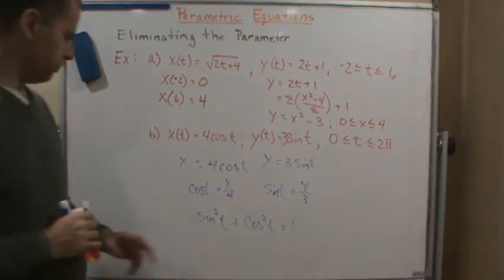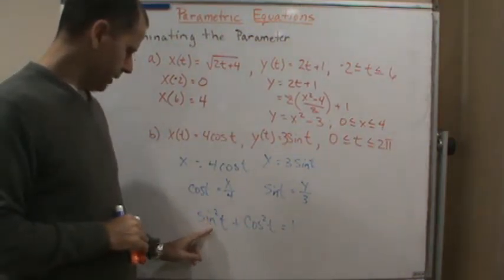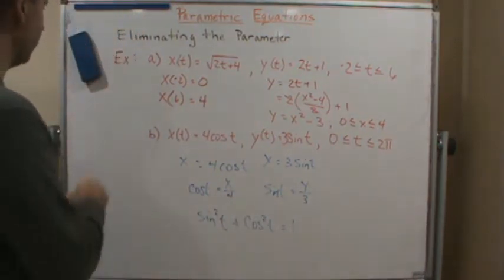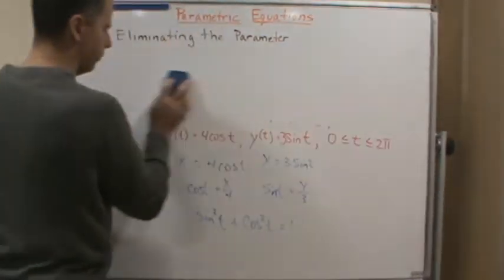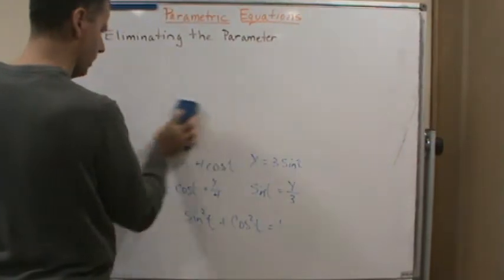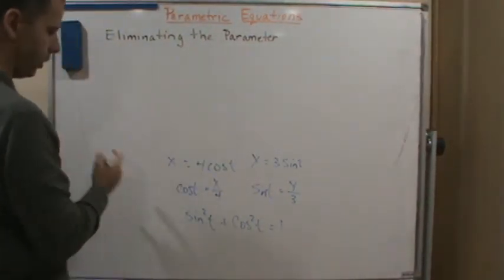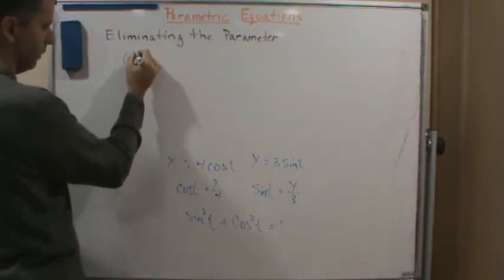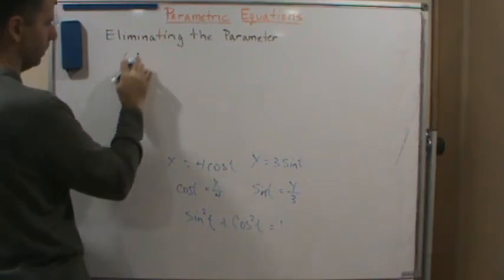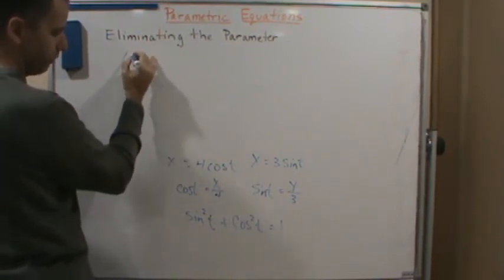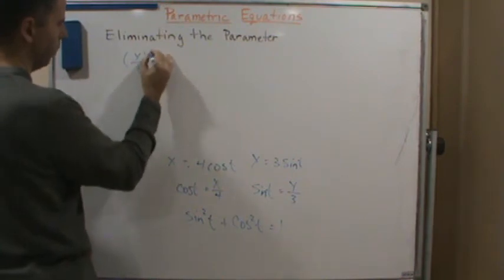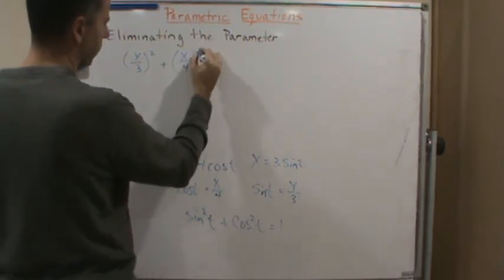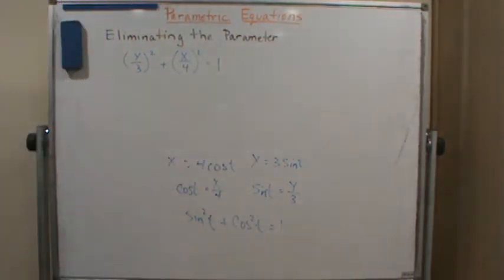So now all we have to do is replace sine and cosine with what we have here. So what do we get? Let me erase up here so I can write higher on the board. If I just substitute in, now what do I get? I get 4 over, oops, not 4. I get y over 3 quantity squared plus x over 4 quantity squared is equal to 1.